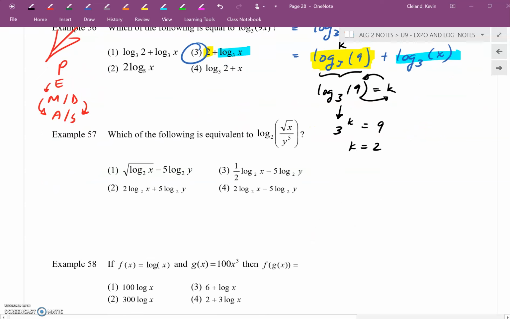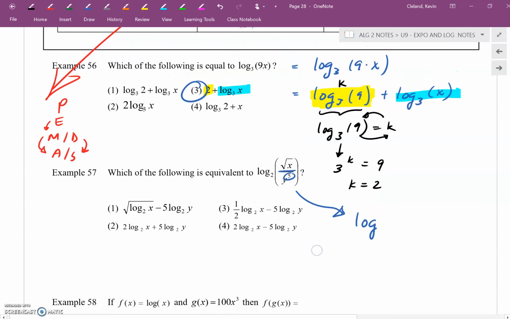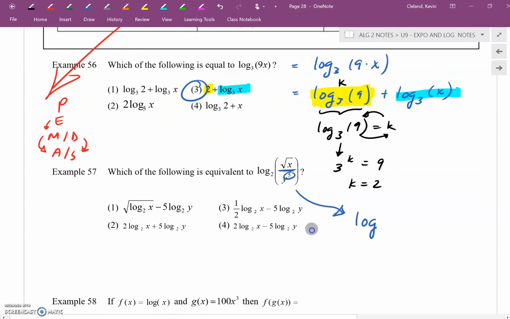Okay, moving on. Here's one where we have to apply several properties because what do we have? We have division, but we also have powers. Here's a clear power, and here's another power. Remember, that's x to the 1/2. So what I'm going to do first, like you're working in reverse to use inverse operations, is do the division to subtraction property first and say, okay, that means I have log base 2 of the square root of x minus log base 2 of y to the 5th power.